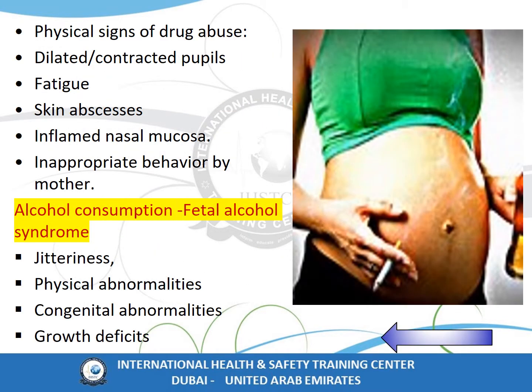Physical signs of drug abuse may include dilated or contracted pupils, fatigue, track or needle marks, skin abscesses, inflamed nasal mucosa, and inappropriate behavior by the mother. Consumption of alcohol during pregnancy may lead to fetal alcohol syndrome and can cause jitteriness, physical abnormalities, congenital abnormalities, and growth deficits in the newborn.